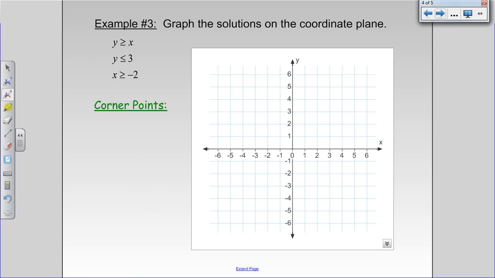Let's look at one final example. In this case, we have a system of 3 inequalities. Inequality number 1 is y is greater than or equal to x. So our boundary line would be y equals x. That's a line that passes through the origin and has a slope of 1.